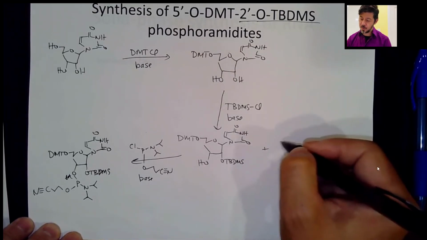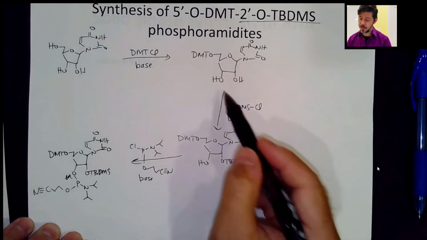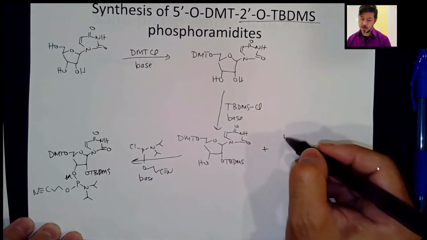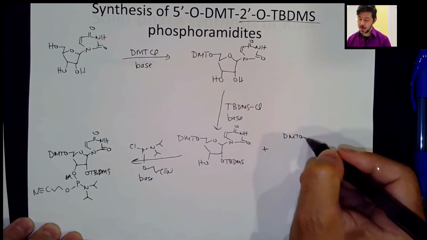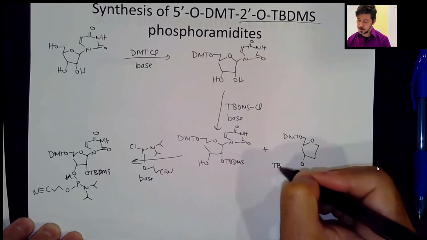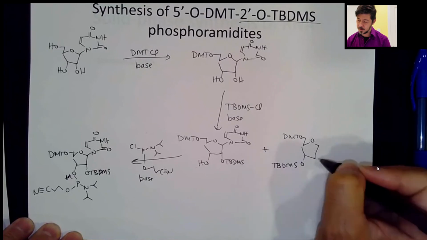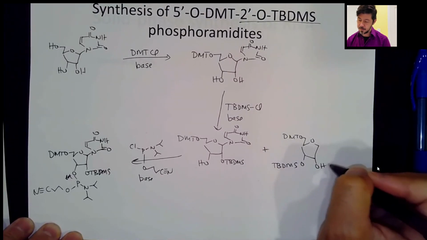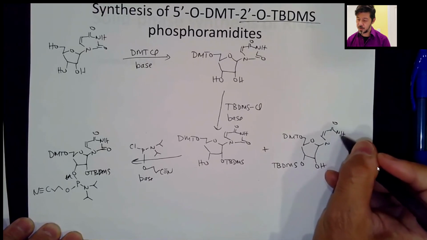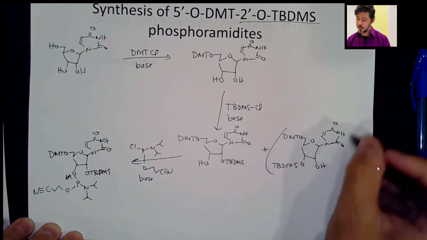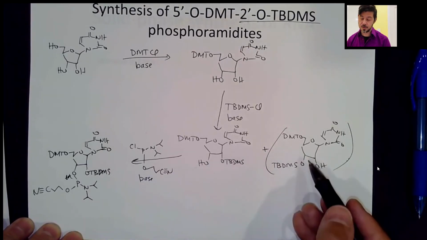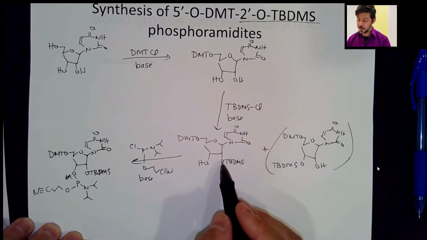And furthermore, you can also get TBDMS incorporation at the 3' position, and this would be an undesired product. It's typically the minor product. But what you need to do is separate these on chromatography, and you can imagine these have very similar polarity. They're isomers of one another.